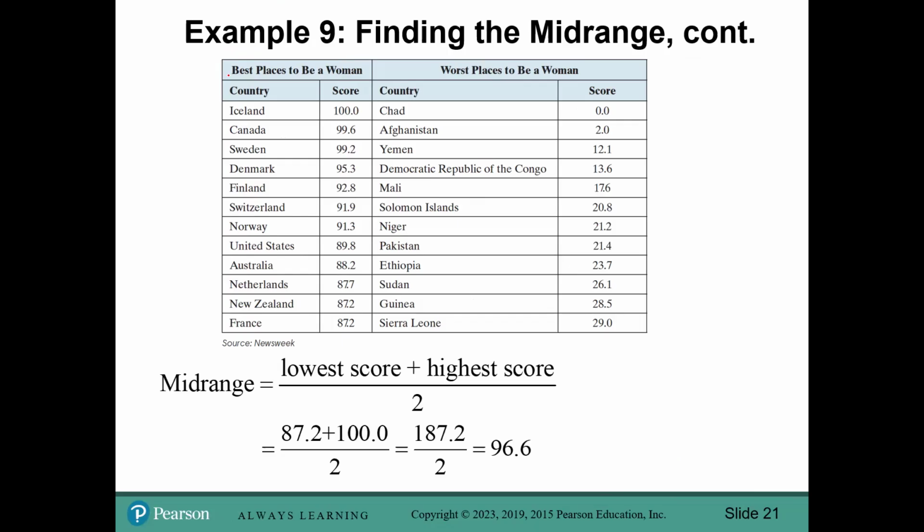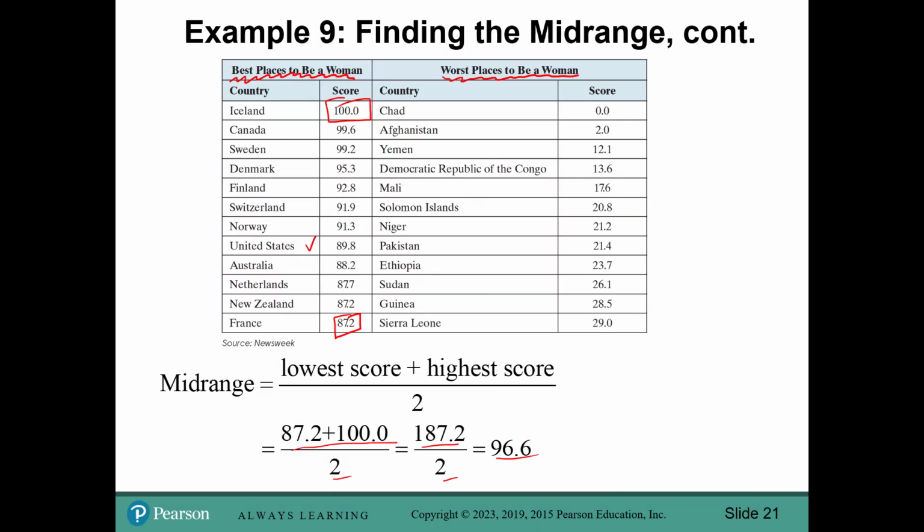Best places is here on the left, and then worst places on the right. So the best places: Iceland, Canada, Sweden, Denmark, and so on, right? We're going to do this for the best places to be. So I'll take the lowest score, which is 87.2, and the highest score, which is 100. Add those two together and divide by 2. So 96.6.